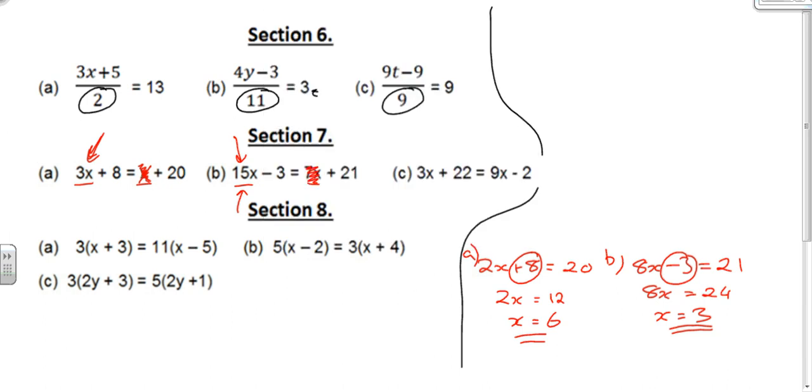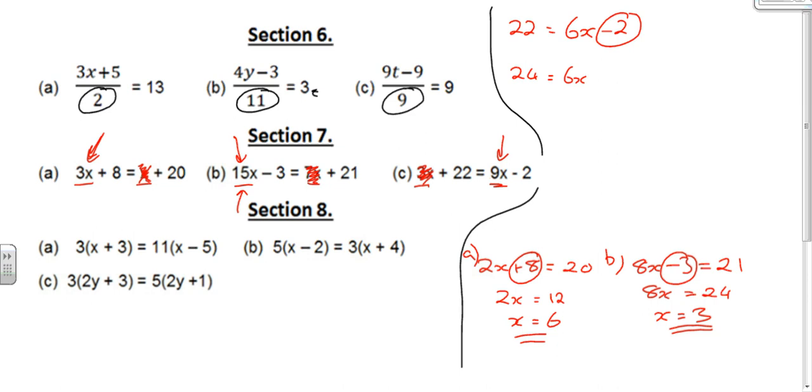So here I've got the more x's on this side. I've got 9 x's here and I've got 3 x's here. So I'm going to get rid of 3 of these x's. I'm going to get rid of 3 of these x's. So I've got 22 equals, if I get rid of 3 of them, that leaves me with 6x minus 2. Now I'm going to get rid of that minus 2 by adding it to the other side. So I've got 24 equals 6x.